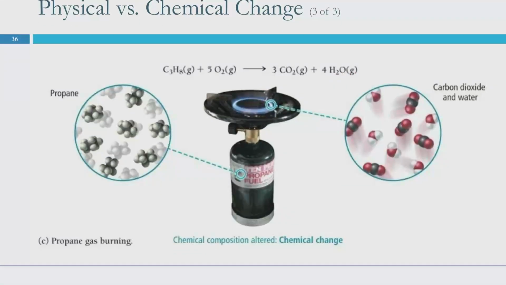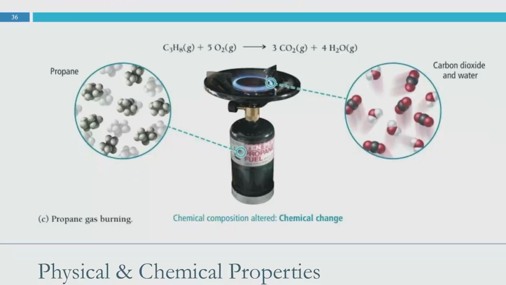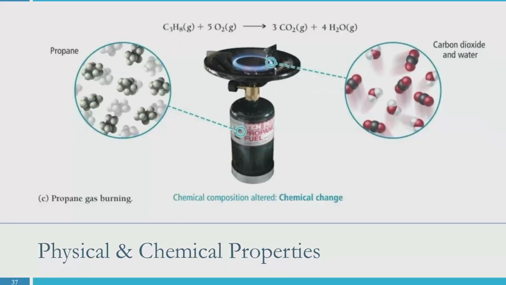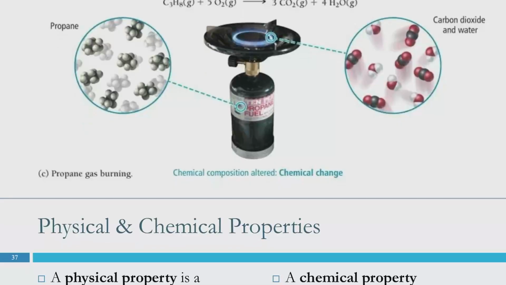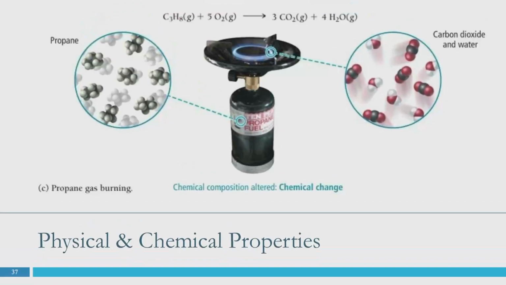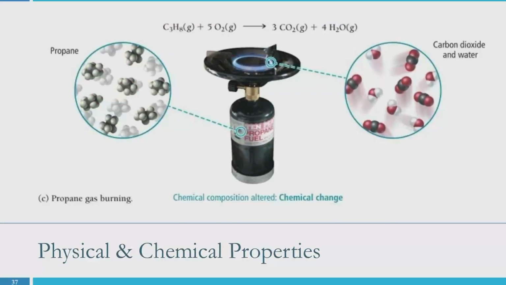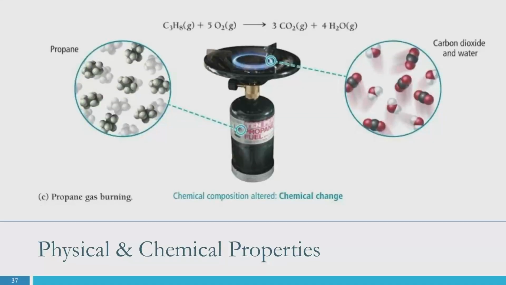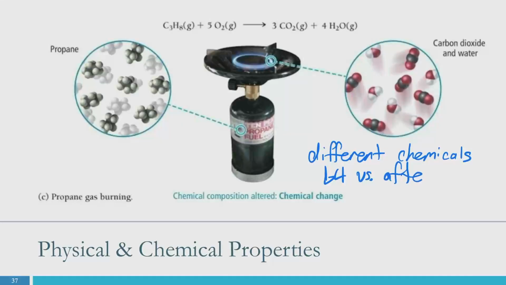Other gases like methane will also go through the same combustion process. It's just a slightly different chemical reaction. So that would be an example of a chemical change. Before we had propane, and after we had carbon dioxide and water. So different chemicals before and after. Questions about our physical and chemical changes?